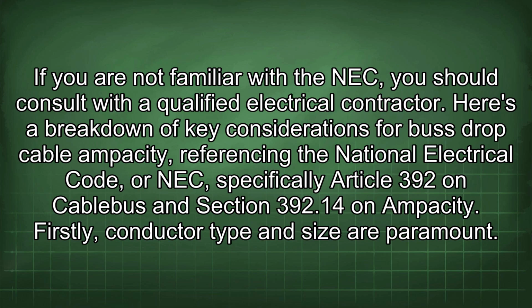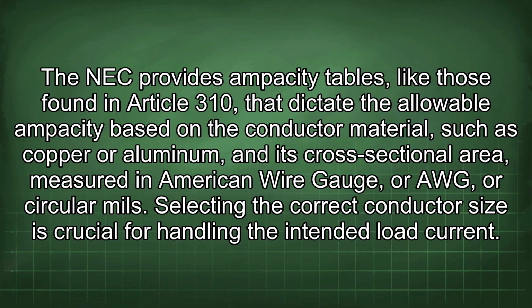Here is a breakdown of key considerations for bus drop cable ampacity, referencing the National Electrical Code, or NEC, specifically Article 392 on cablebus and Section 392.14 on ampacity. Firstly, conductor type and size are paramount. The NEC provides ampacity tables, like those found in Article 310, that dictate the allowable ampacity based on the conductor material, such as copper or aluminum, and its cross-sectional area, measured in American Wire Gauge or AWG, or circular mils. Selecting the correct conductor size is crucial for handling the intended load current.